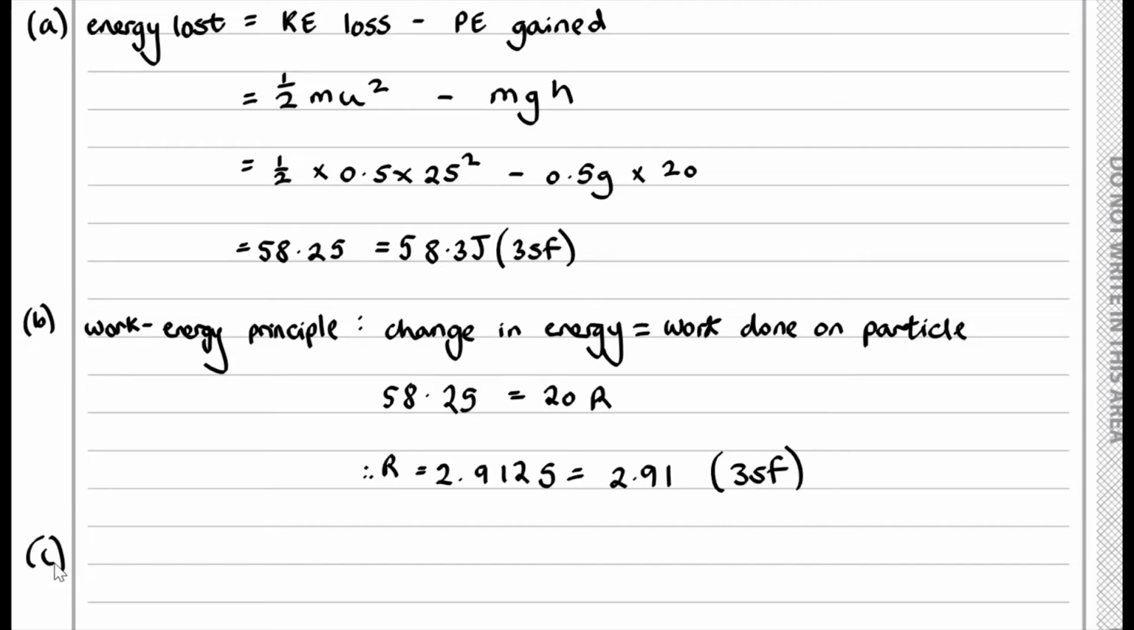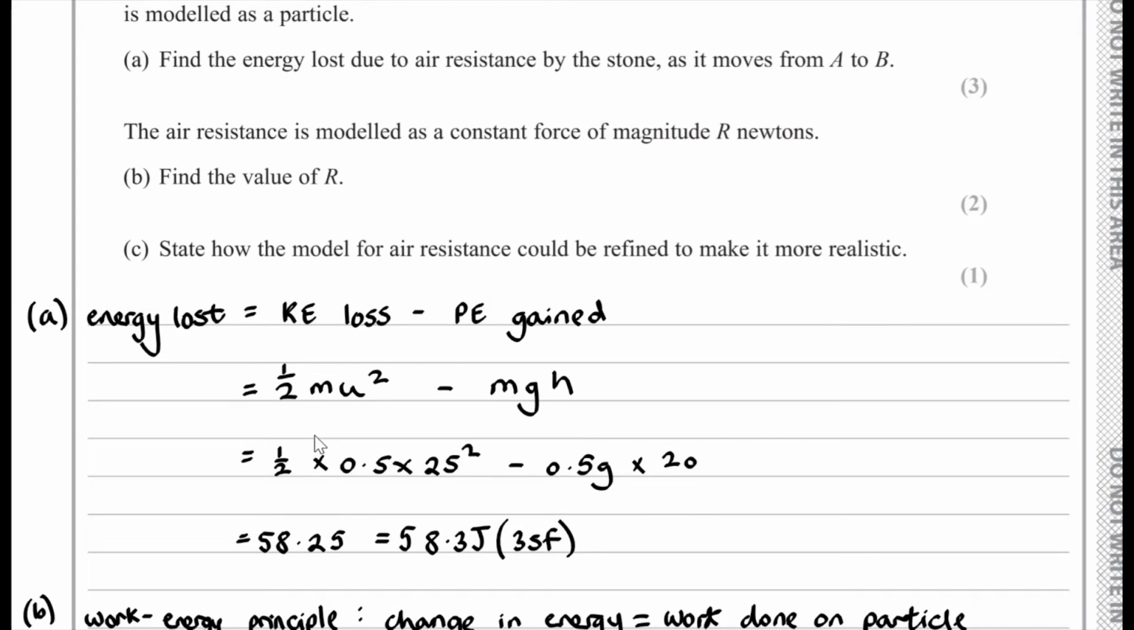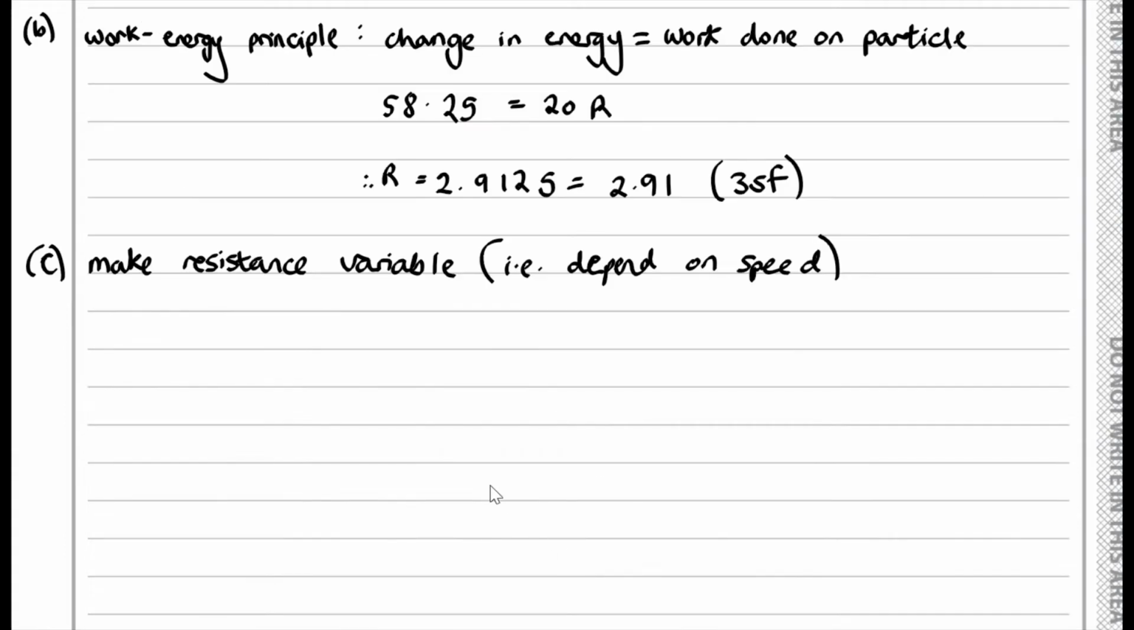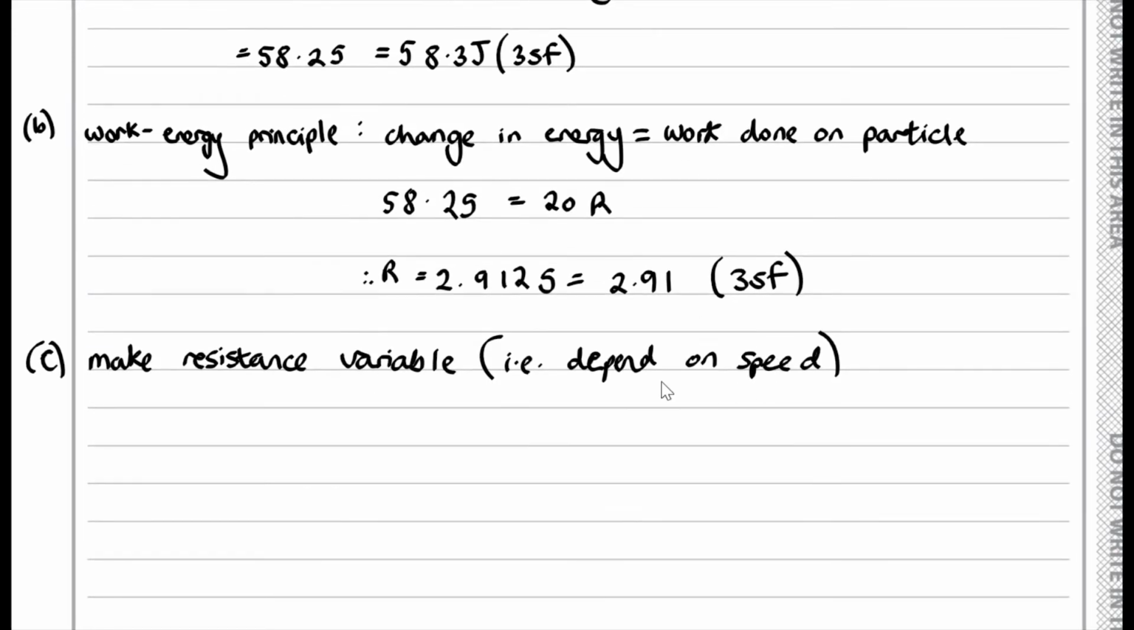And now for part C, we have to state how the model for air resistance could be refined to make it more realistic. So we can make the resistance variable. In other words, we can make the resistance depend on the speed.